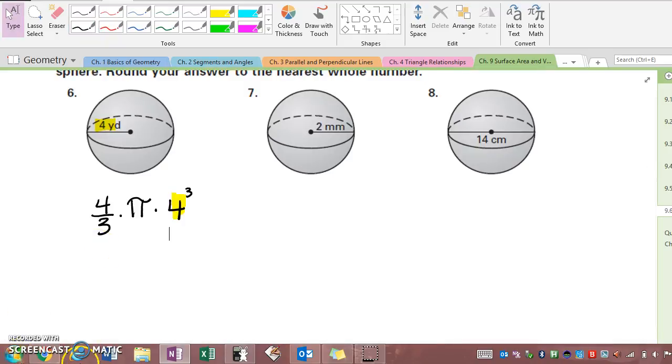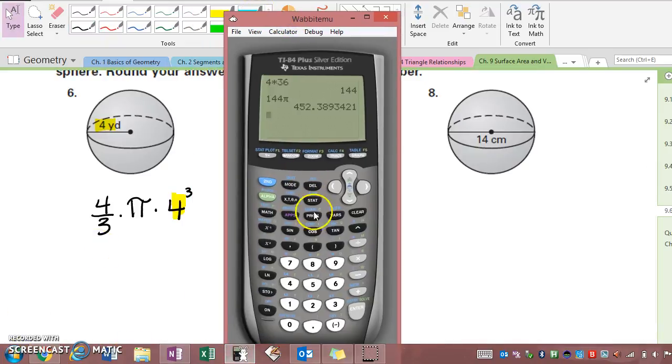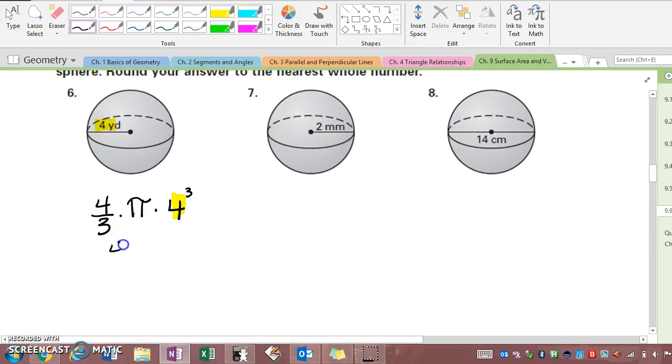First of all, you have to figure out what 4 cubed is, and I would just go ahead and put that in your calc. We know we can say 4, raise it to the power of 3. Okay, and we get 64. So now we have 4/3 pi times r cubed. This whole expression can go in your calculator all at once.